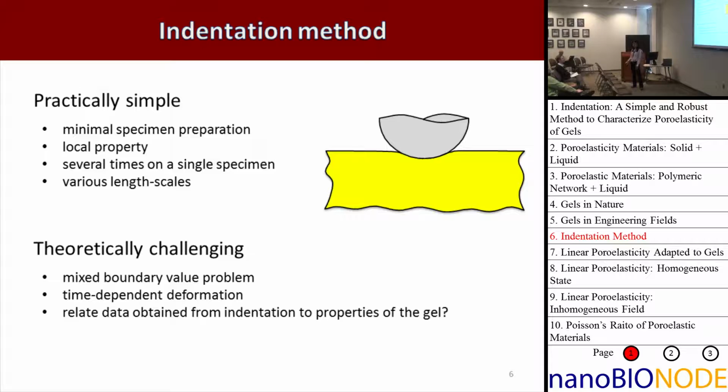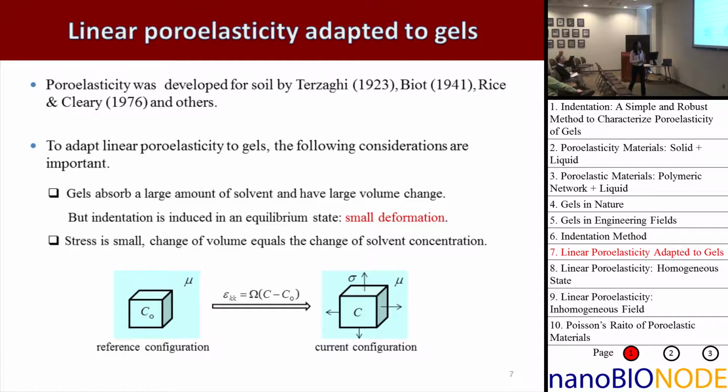So the difficulty for using indentation has long been how to relate the data you get from indentation measurement to the material properties. So this study is aiming to solve this problem, right? So in order to define quantities, we recall linear poroelasticity, which was developed by Terzaghi, Biot, and James Rice, and many other people. Well, in order to adapt poroelasticity to gels, there are two important considerations.